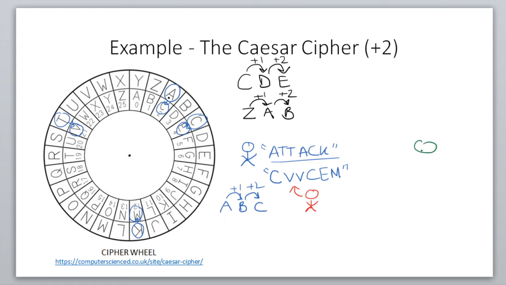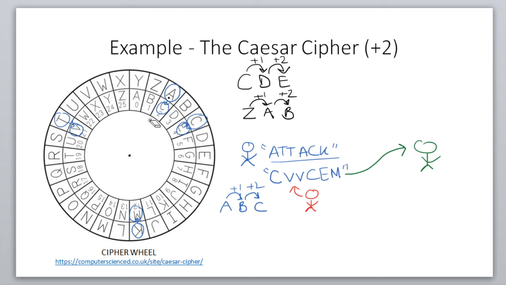Caesar's commander, however, who Caesar is actually sending this message to, this ciphertext to, has already been told how to decipher it. He has this cipher wheel as well and knows that if Caesar has shifted his letters forward by 2 places, then he has to shift them backwards again in order to decipher it.